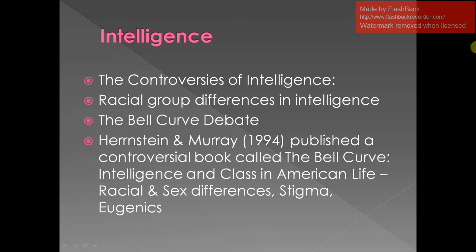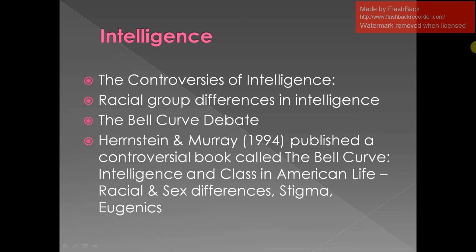And there's Herrnstein and Murray, 1994. He published a controversial book called The Bell Curve: Intelligence and Class in American Life. So he looked at racial and sex differences, stigma, and eugenics. Racial and sex differences referred to the differences in mental functions and behaviors of individuals from different races and genders.